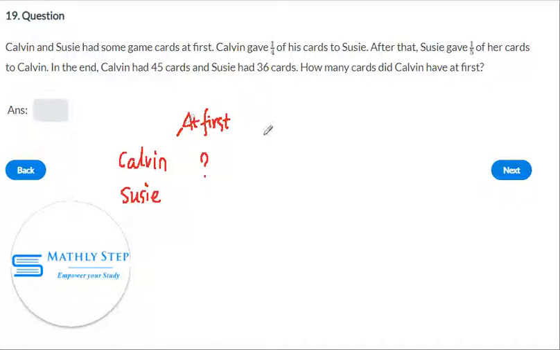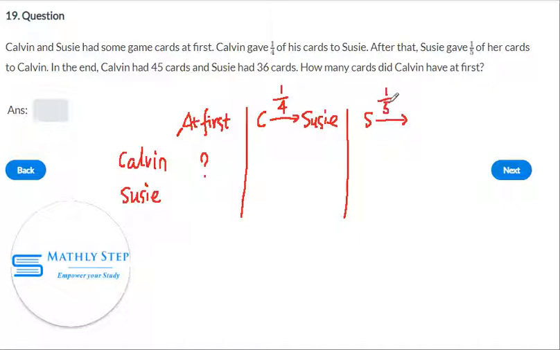This is the question. Okay, so now what happens is Kevin gives 1/4 of his cards to Susie. This is the second scenario. And then after that, this is the first, this is the second, and this is the third. Susie gave 1/5 of her cards to Kevin. And then we know in the end, Kevin has 45 and Susie has 36.